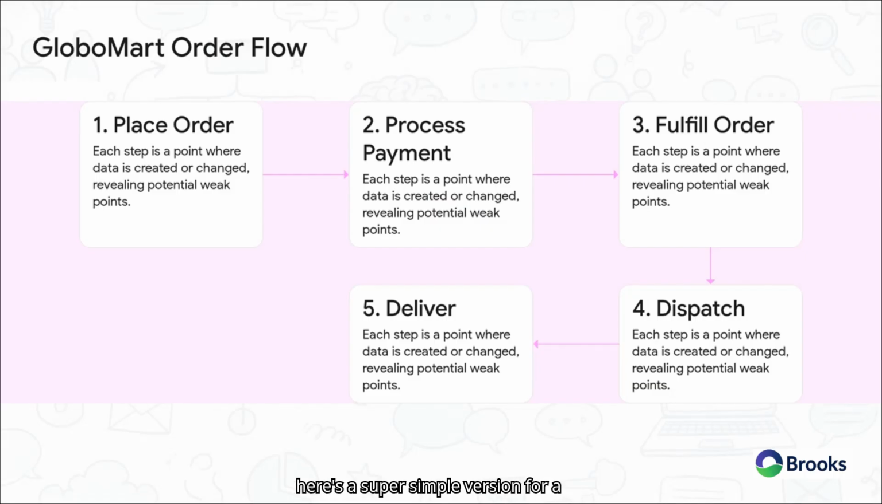And here's a super simple version for a Globomart order. Each one of these steps is a point where information is being created or passed along. By laying it all out like this, the analyst can start to see, where are the potential weak spots? Where could this whole thing be breaking down?